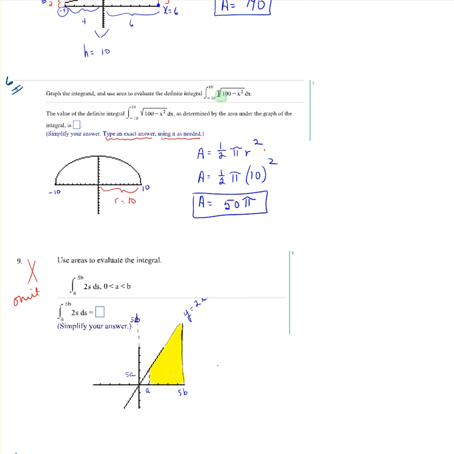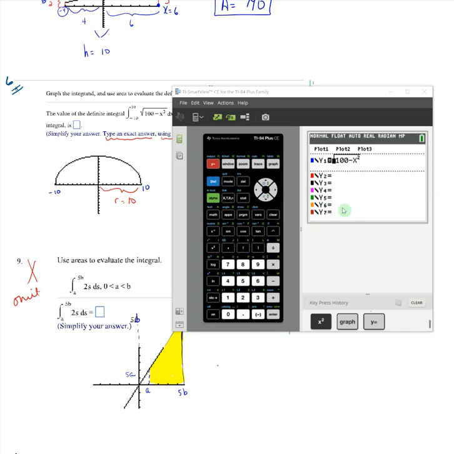All right, number 6, graph this integrand and use areas. So if you graph the square root of 100 minus x squared, you get this. Let's get our calculator just to make sure. Just a minute, let me grab a calculator. Okay, so I have, let me move that out of the way.